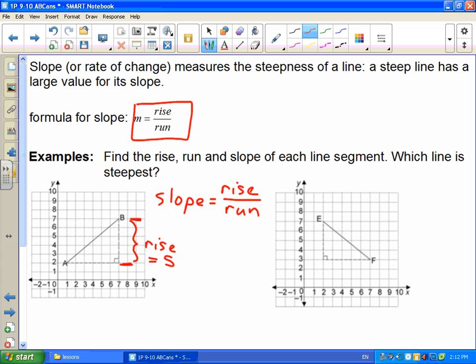The run is how far it goes across. Well, it starts over here at an x value of 1, and it goes over here to 7. So our run is this distance across the bottom there. Let's just write this again. Our run is going to be, well, let's see, if it goes from 1 over to 7, that's 1, 2, 3, 4, 5, 6, 7. Our run is going to be equal to 6. So if our rise is 5 and our run is 6, what's our slope going to be? Well, we just put the rise over the run. So if our rise is 5 and our run is 6, there's our slope, 5 over 6. And if we wanted to, we could put that into our calculator and do 5 divided by 6 and express this thing as a decimal.